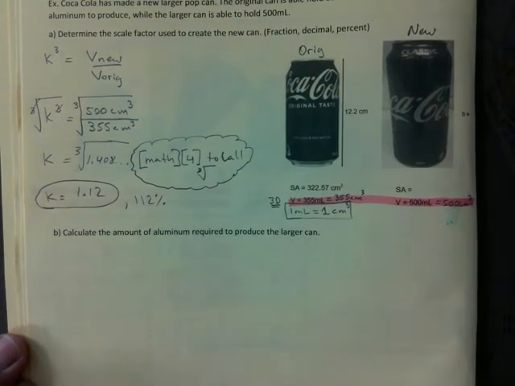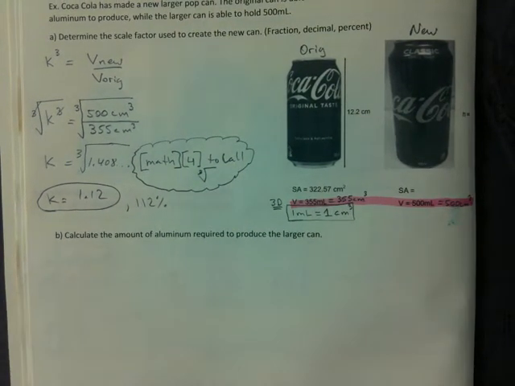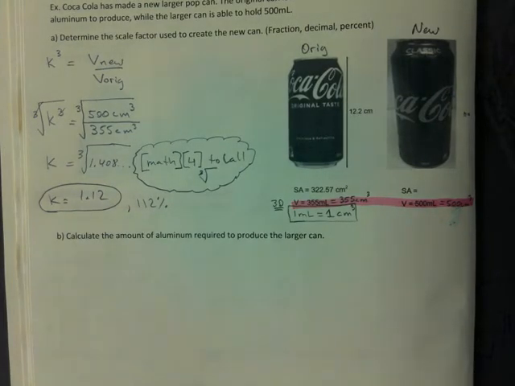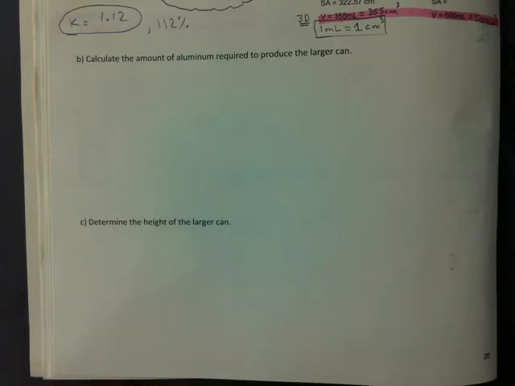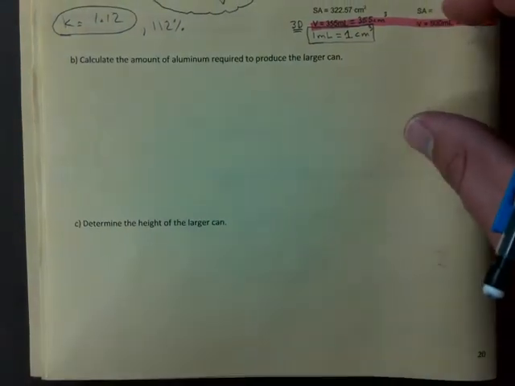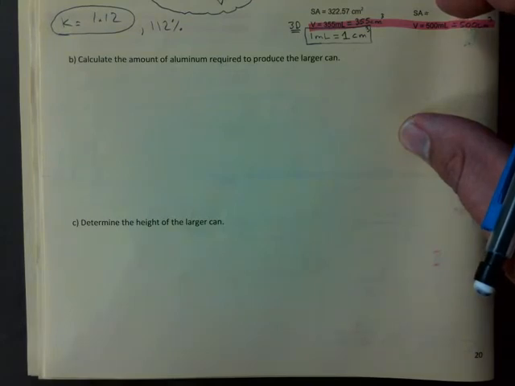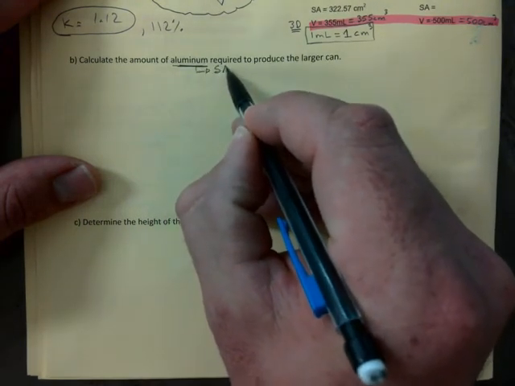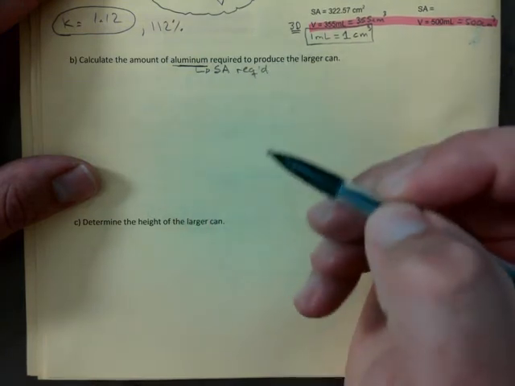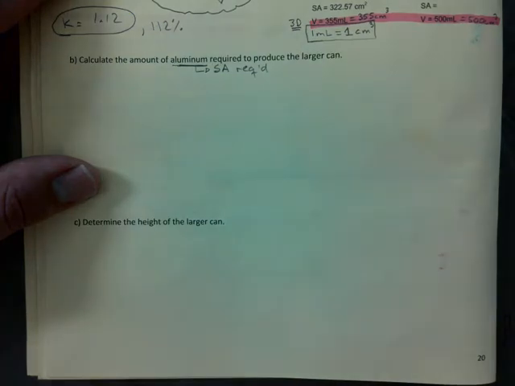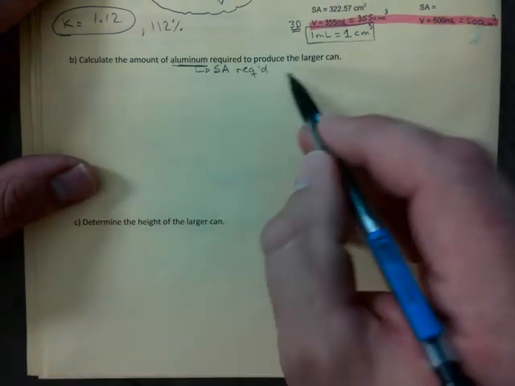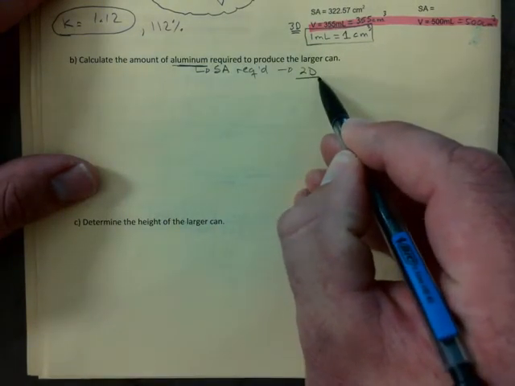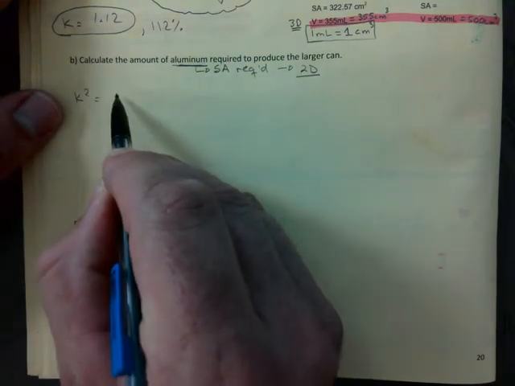All right, let's do the rest here. I want you to try B and C using the formulas on page 20. The amount of aluminum required, I hope you understand that that is surface area. Surface area required, right? So you kind of have to translate things into what makes sense. Yes, surface area is the aluminum required. So we need surface area. So that's definitely 2D, right? So that means that I have to start with this.